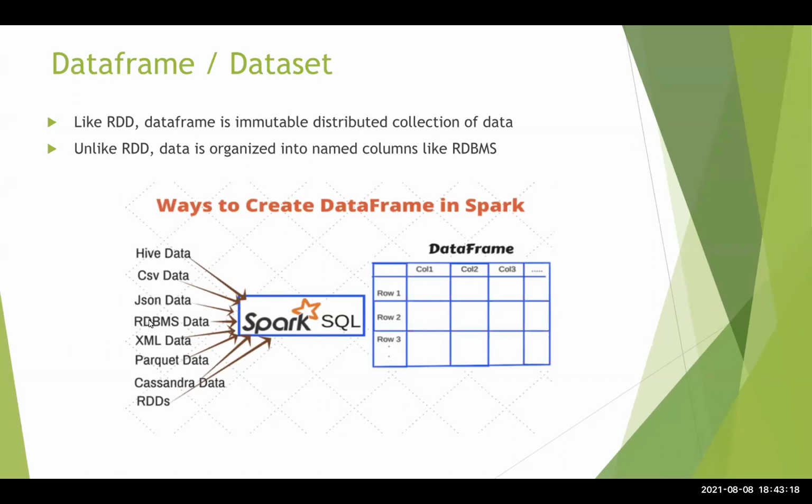You can read data from various sources. Just some of the examples: you can read Hive data, CSV data, JSON data, RDBMS data, XML data, Parquet data, Cassandra, RDD, ORC. There are many such things, from S3, from Azure Blob Storage. So you could read from all of this and be able to create the data frame. And we'll see examples of how you could even give the schema. While creating the data, you will be able to provide the schema also. There are some examples below.